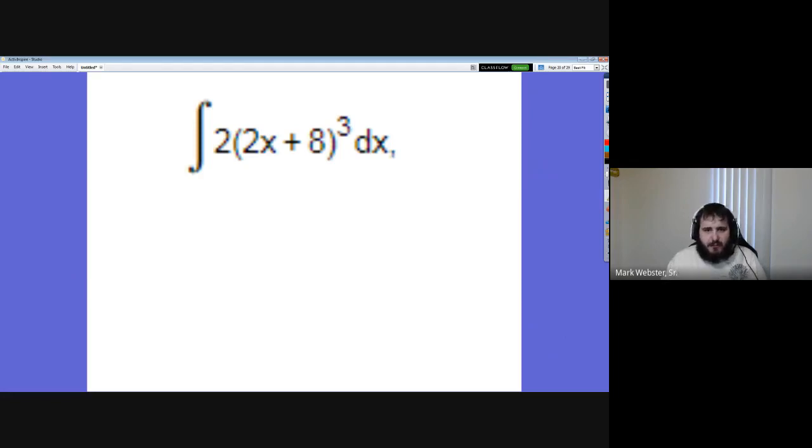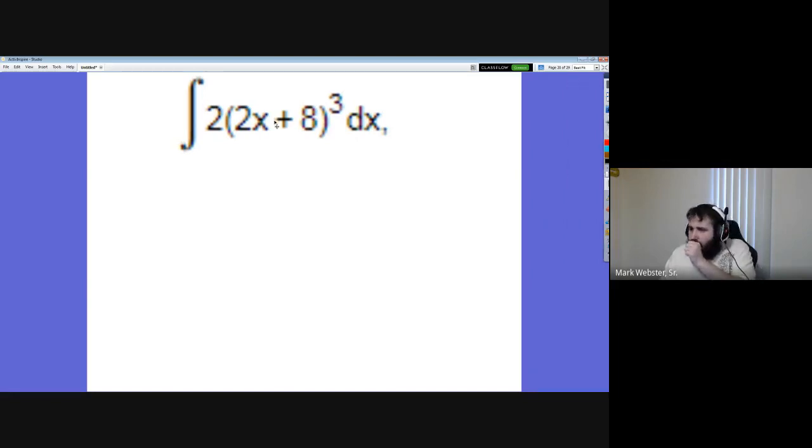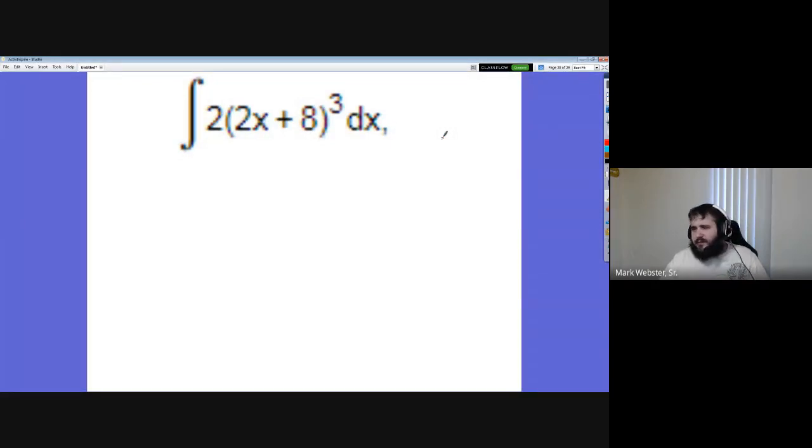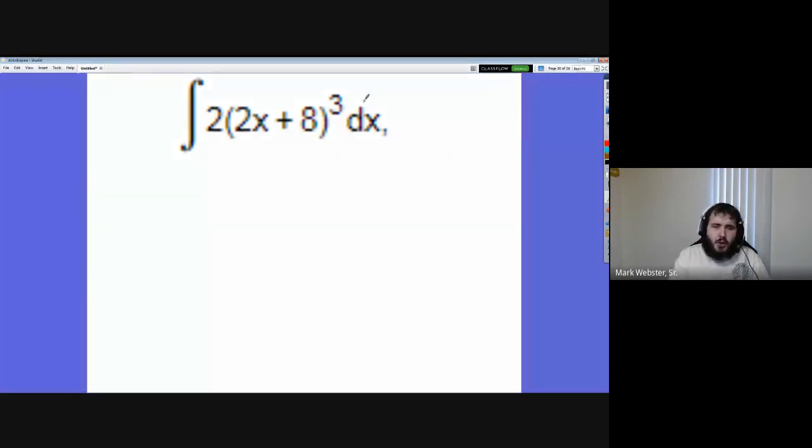So here's our first example. I want to take this and I want to integrate it. Now you could do this without any kind of fancy tricks like we're trying to do today. If you wrote that out as 2x plus 8 times 2x plus 8 times 2x plus 8 and foiled all that together and distributed it in the 2 and turned it into one big algebraic expression, you could have your answer and be done. But who wants to do that? Nobody. That's a lot of work. Here, I'm going to show you an easier way.